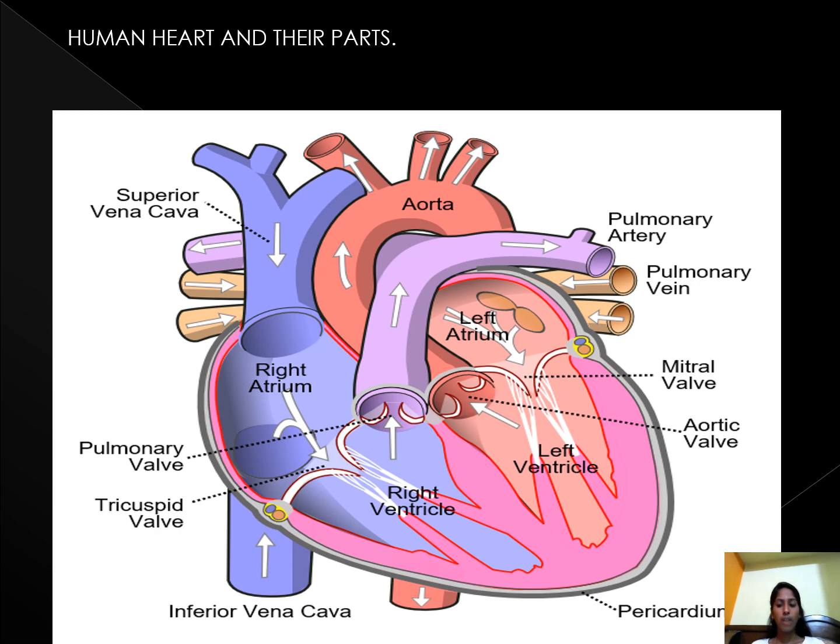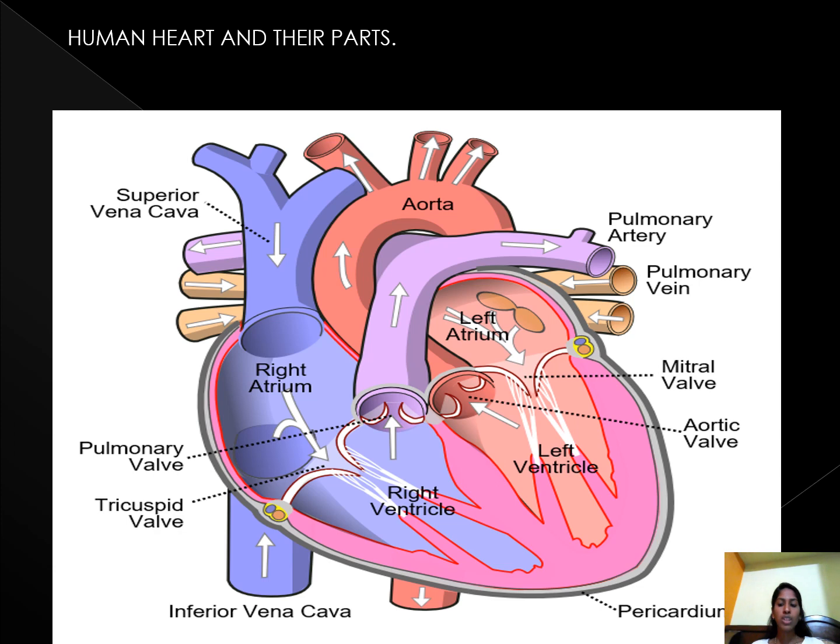the open tricuspid valve. Left atrium, the upper left chamber of the heart. During the normal cardiac cycle, the left atrium receives the oxygenated blood from the lungs through the pulmonary veins. Once both atria are full, they contract and the oxygenated blood from the left atrium flows into the left ventricle through the open mitral valve.